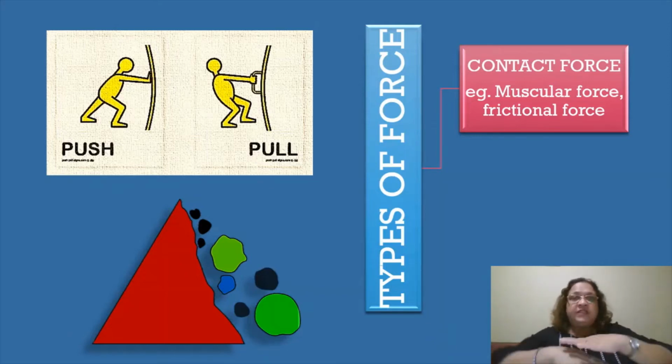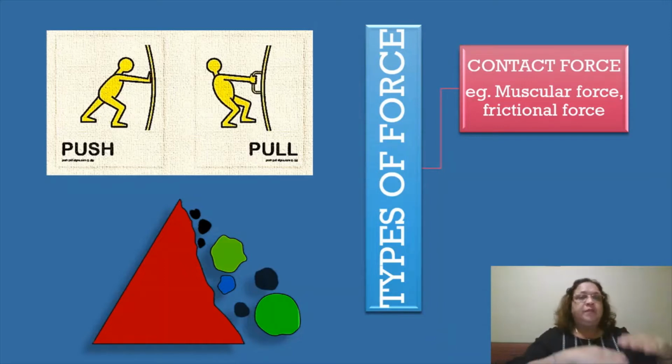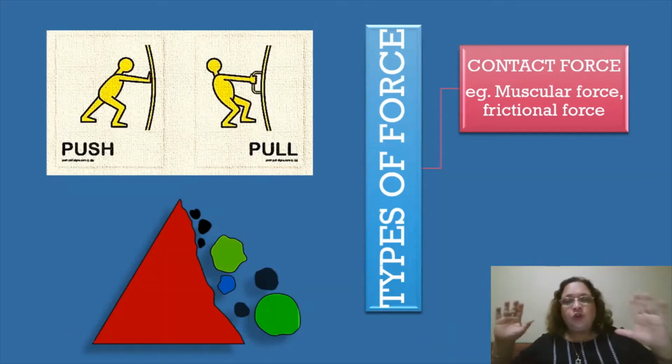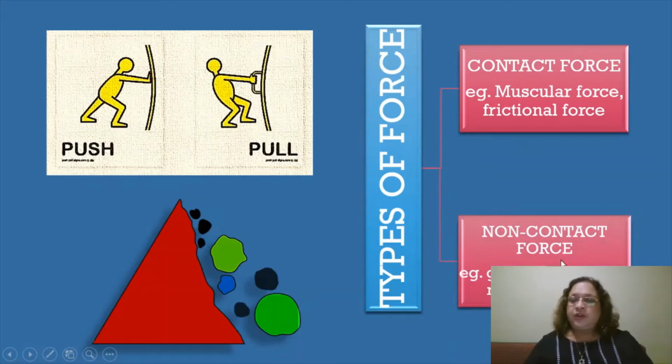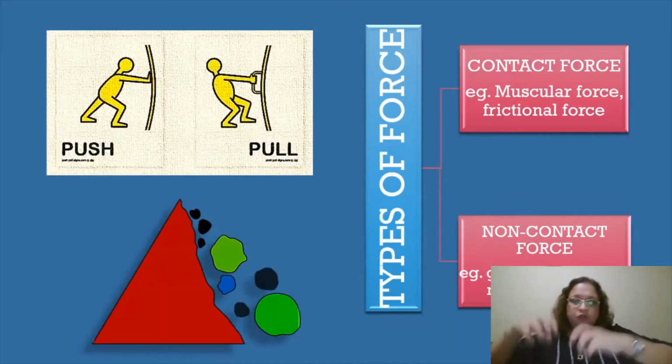And because there is touching between both the objects, the man and the door, or the box and the man pushing it, contact is there with the floor and the box. These forces are called contact forces. The other type of force is non-contact force. For example, gravitational force. The force of gravity doesn't touch these boulders or these rocks falling down. Okay, it pulls from below the earth, but still there is a force which allows everything to fall towards the earth. The same goes with magnetic force.